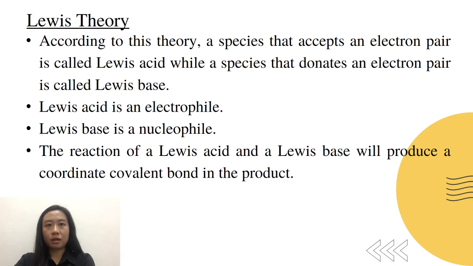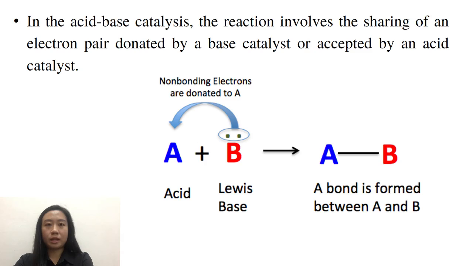For Lewis theory, according to this theory, a species that accepts an electron pair is called a Lewis acid, while a species that donates an electron pair is called a Lewis base. A Lewis acid is an electrophile and a Lewis base is a nucleophile. The reaction of a Lewis acid and a Lewis base will produce a coordinate covalent bond in the product. In acid-base catalysis, the reaction involves the sharing of an electron pair donated by a base catalyst or accepted by an acid catalyst. This diagram shows the Lewis acid-base reaction.